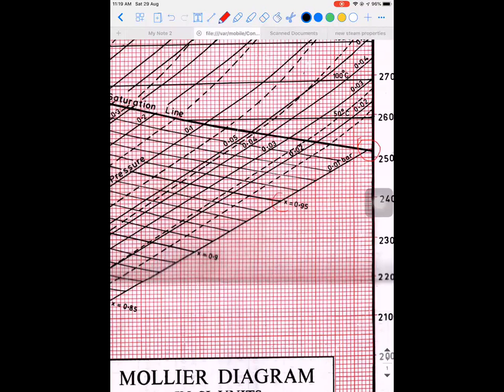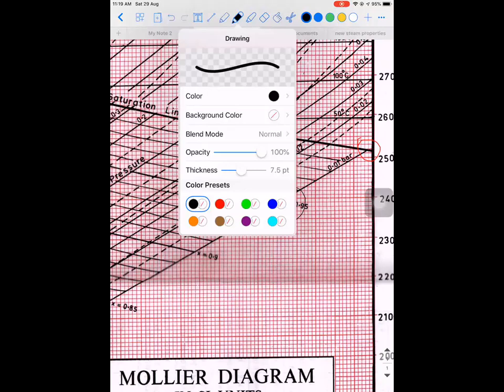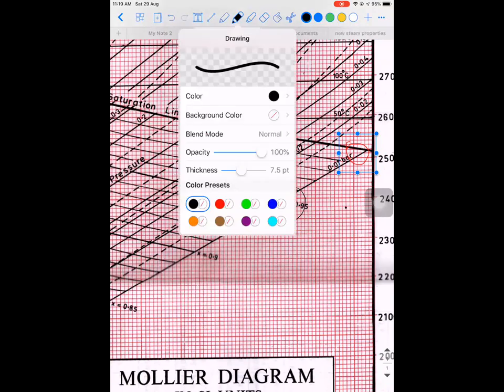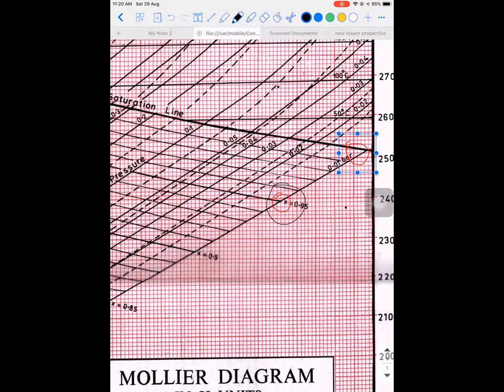This is 0.95. And otherwise, I'll go with this one. This is 0.95. This is 0.9. How about this one, sir? 0.92, sir. This is 0.9, 0.91, 0.92, 0.93, 0.94, 0.95.